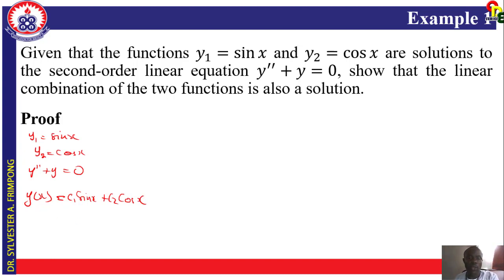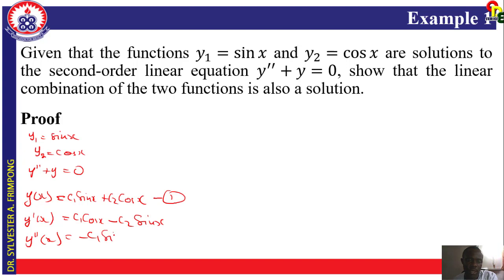So you want to look at whether this linear combination is a solution, and we just need to take the first and second derivatives and then put them inside this. If I call this equation 1, the first derivative y'(x) will give us c1 cos x minus c2 sine x. Then when you take the second derivative, you're going to get negative c1 sine x minus c2 cos x.